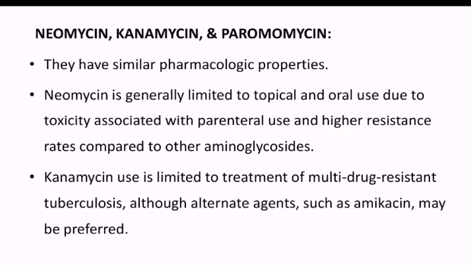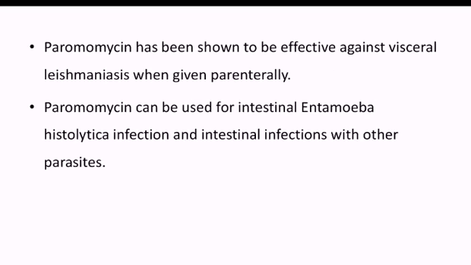The fourth is neomycin, kanamycin, paromomycin. All of them have the same pharmacological properties. Neomycin is limited for topical and oral use due to toxicity associated with parenteral use and higher resistance rates compared to other aminoglycosides. Kanamycin is limited to treatment of multi-drug resistant tuberculosis, although alternate agents such as amikacin may be preferred. Paromomycin is effective against visceral leishmaniasis when given parenterally. Paromomycin can be used for intestinal Entamoeba histolytica infection and intestinal infection with other parasites.